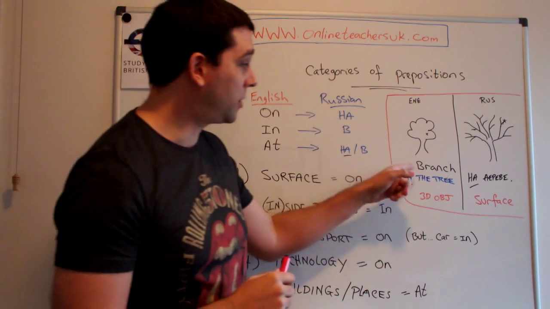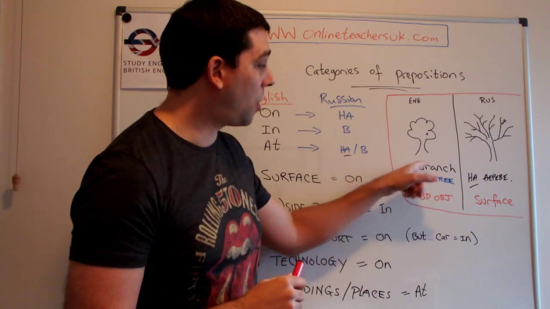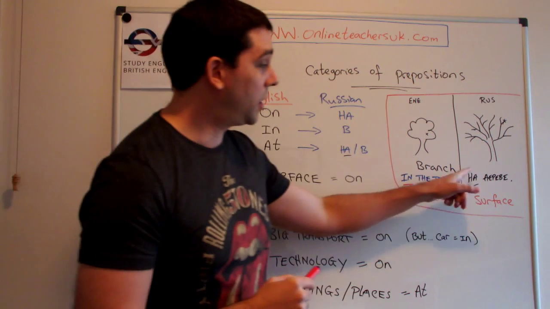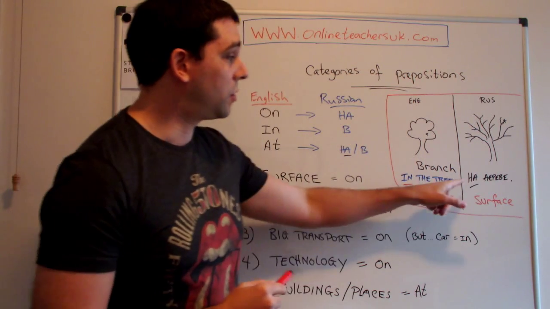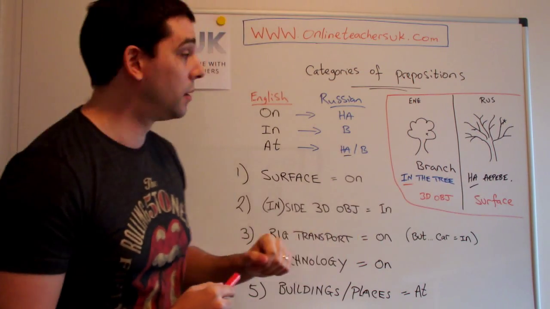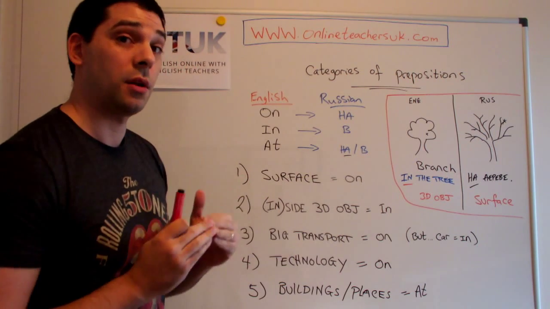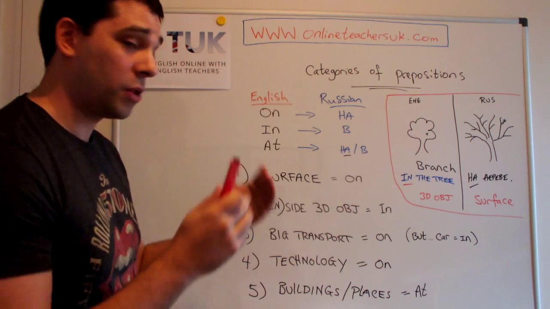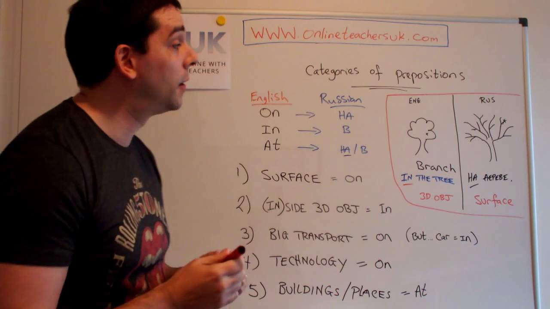So in that context, if we said the bird is on the branch in English, in Russian it would also be a surface relationship, so you would say na vetke, right? So in that context we agree with each other. In fact, in most of these contexts we agree. But this is an interesting example of where English and Russian are different.